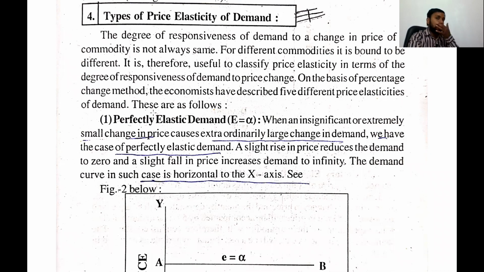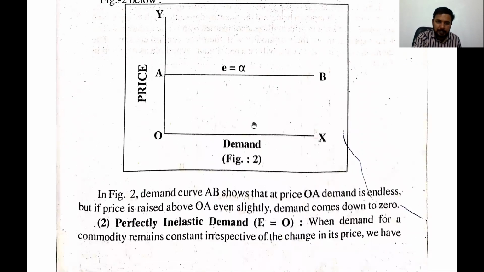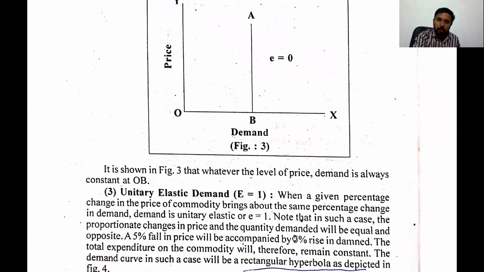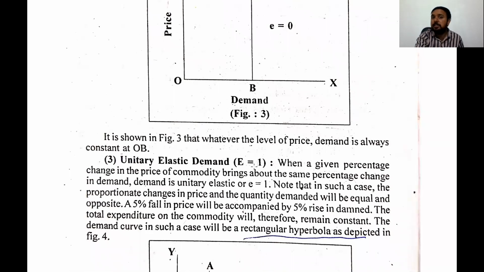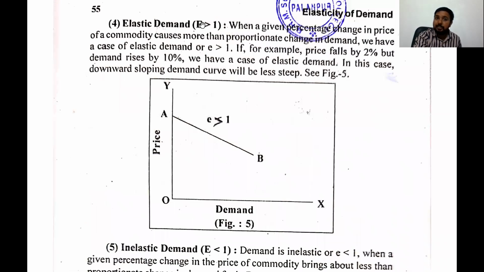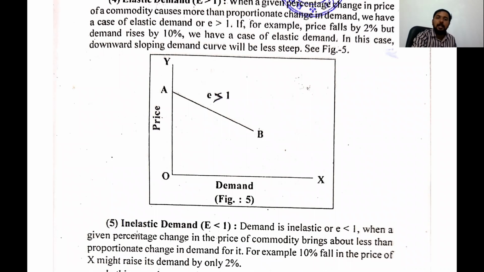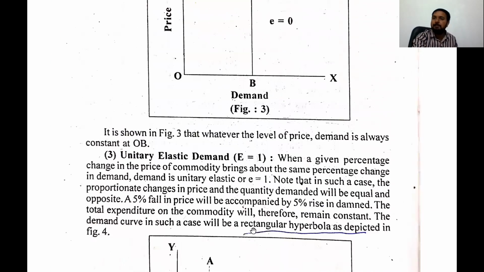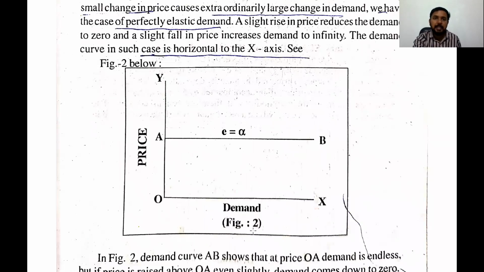In the types of price elasticity of demand, there are 5 different types. The first is perfectly elastic demand, that is elasticity is equal to infinity. The second type is perfectly inelastic demand, that is elasticity is equal to 0. The third type is unitary elastic demand, that is elasticity is equal to 1. The fourth type is elastic demand, that is elasticity is greater than 1. And the fifth type is inelastic demand, that is elasticity is less than 1. So guys, here we have 5 different types of price elasticity of demand. Now we will see them one by one.